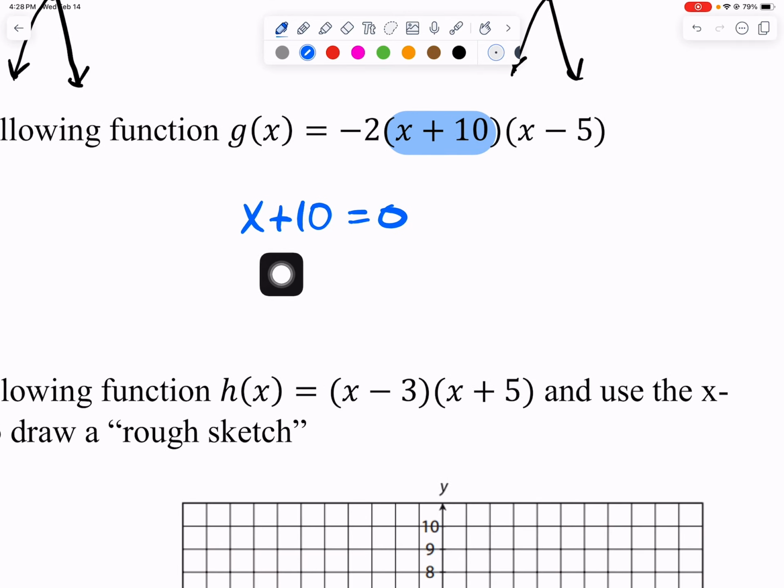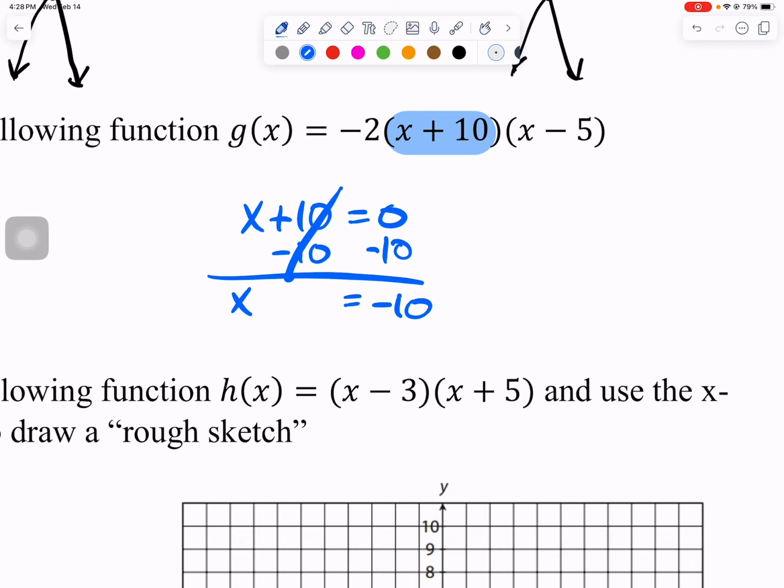How do we get x by itself? Well, it's hanging out with plus 10, and we simply just subtract 10. But what we do to one side of the equation, yes, we do to the other. All right, giving us, bring down your x, cancel those bad boys out. 0 minus 10 gives us that negative 10.